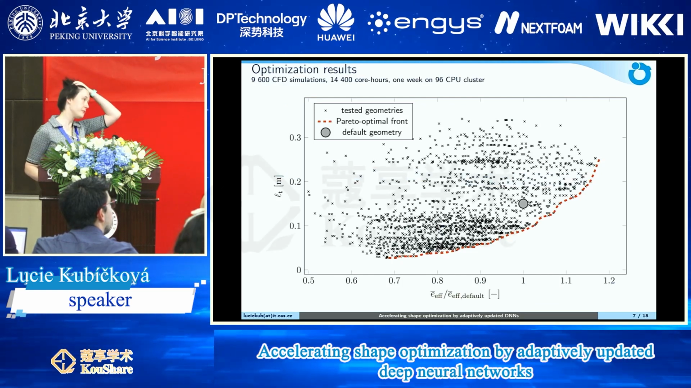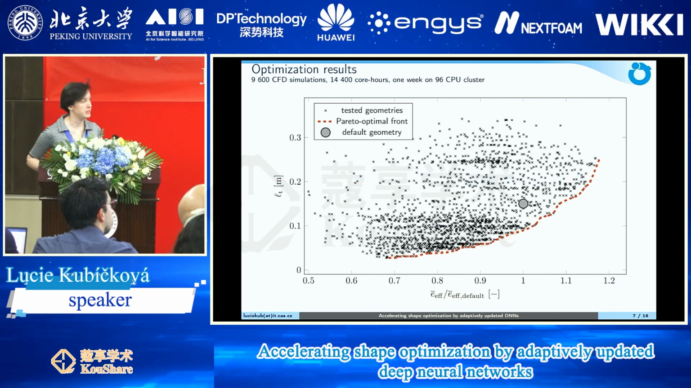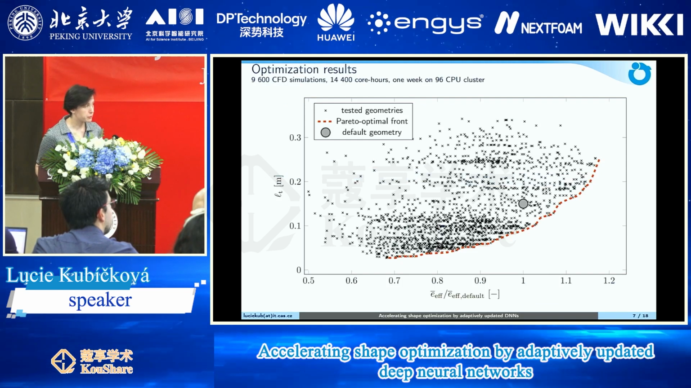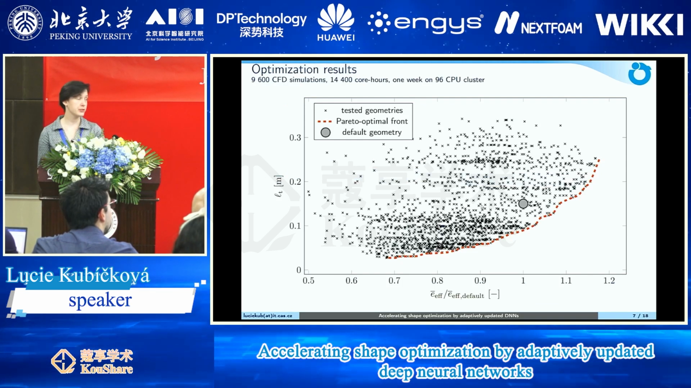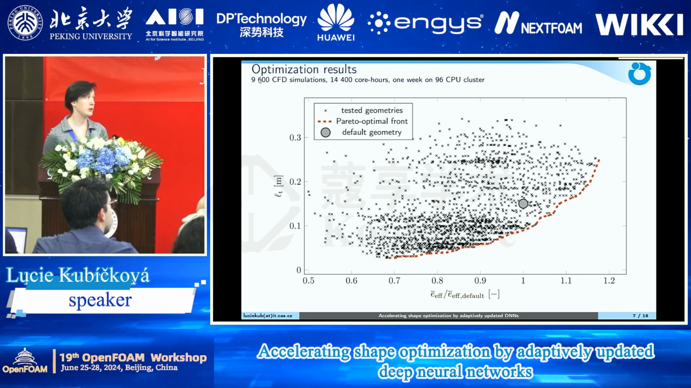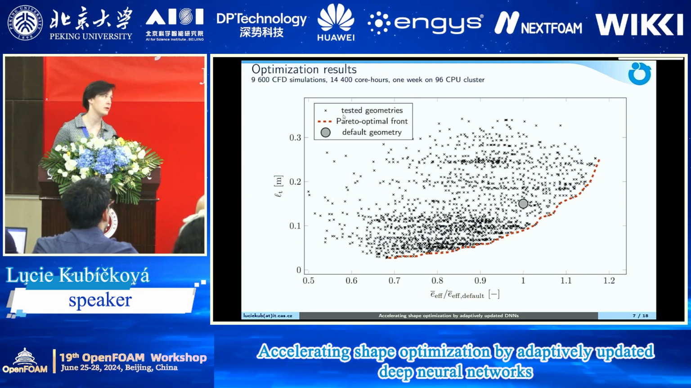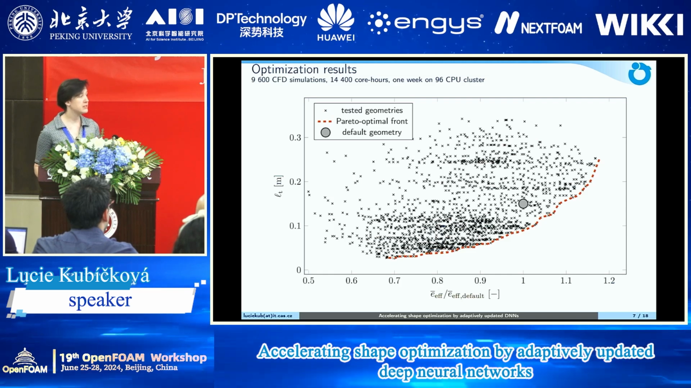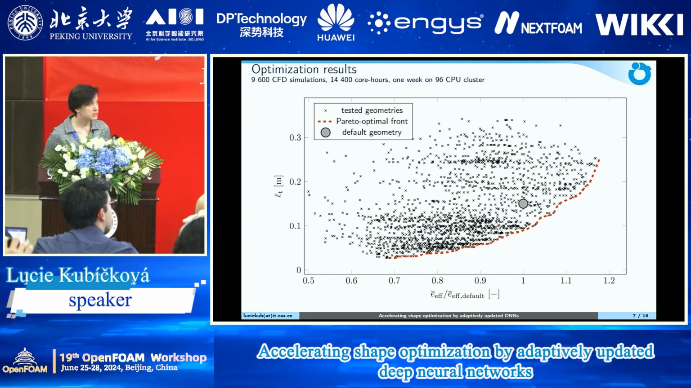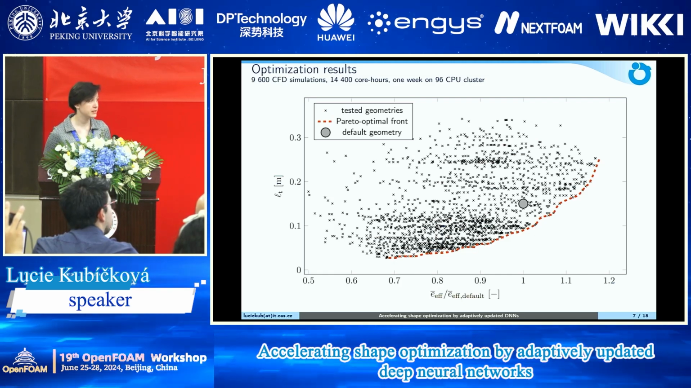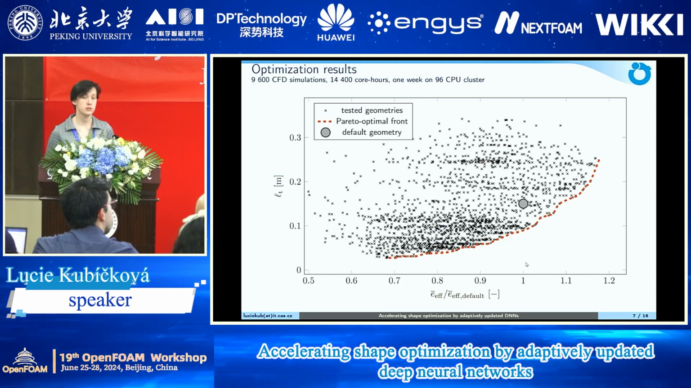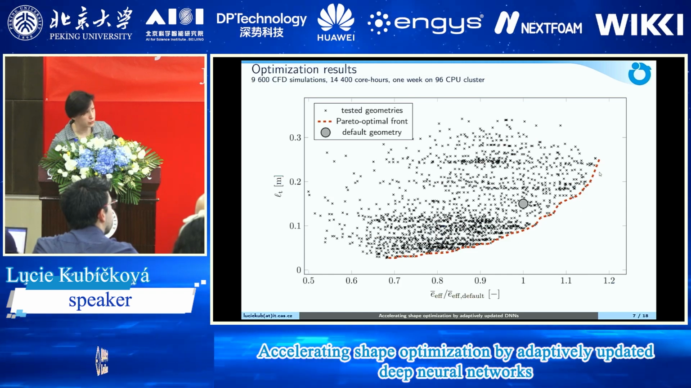And here are the first results only with the CFD. Every cross here is one geometry of the ejector, and in total there were about 9,000 geometries evaluated, and it took about 1 week on a cluster. And you can see that we found some Pareto optimal front, but here it's pretty dense, it's good, but here it's not so good.